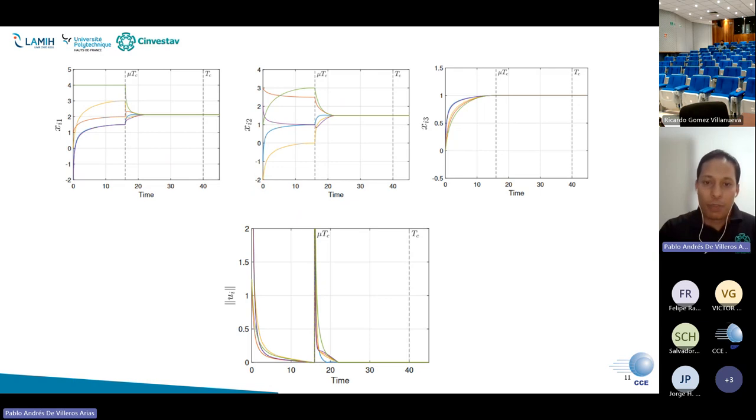These are 2D plots, but it's pretty much the same thing. On the top of your screen, you see the three coordinates, in terms of time. You may see that agents first go to the local minimum, and then they perform consensus to the global minimum in less than 40 units of time. And the last figure shows the behavior of the control input, the norm of the control input.